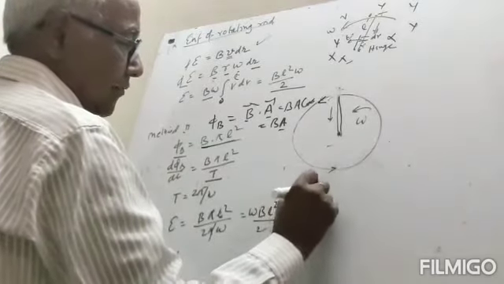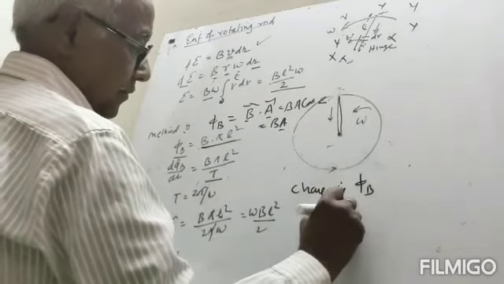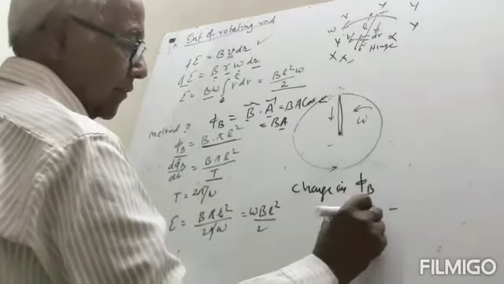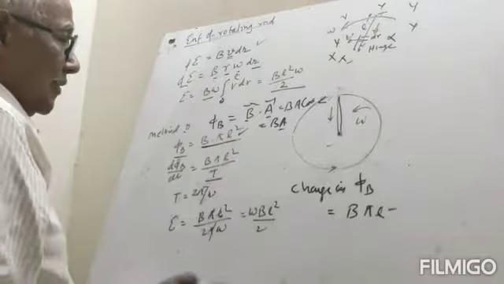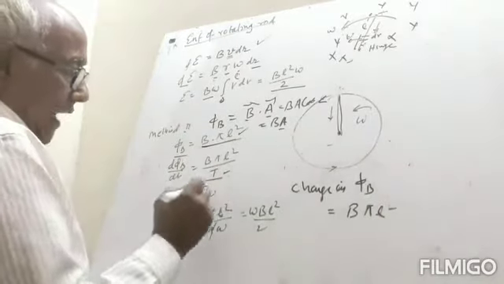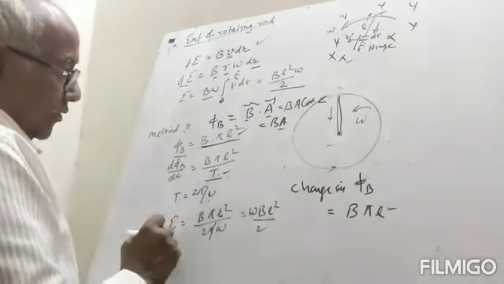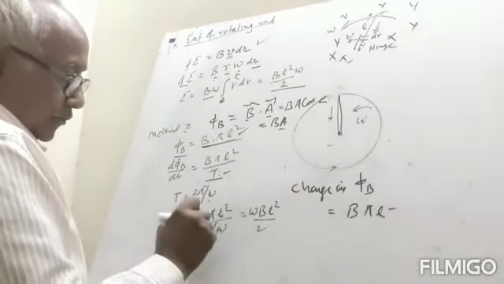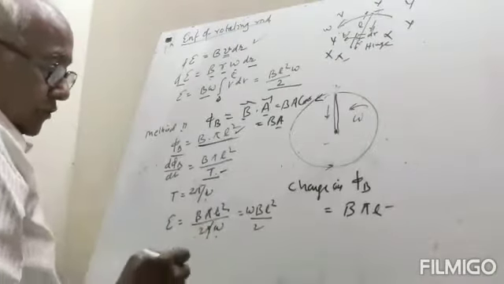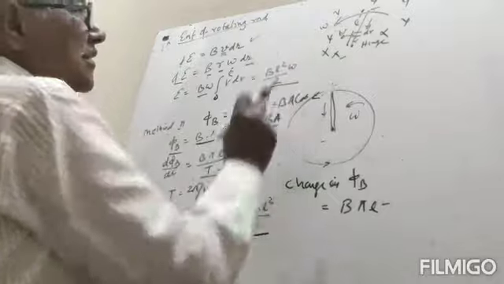What is the change in magnetic flux? It will be equal to B into pi r square. So here in place of r, L will come: pi L square. So this will be the change divided by the time taken. We know that time period is equal to 2 pi by omega. So we substitute the value of the time period here. So EMF will be equal to B into pi r square divided by 2 pi by omega. Pi cancels. So this will equal omega B L square by 2. So we will get the same result.